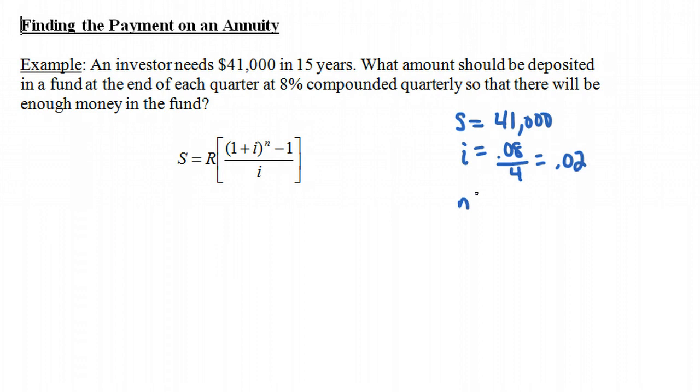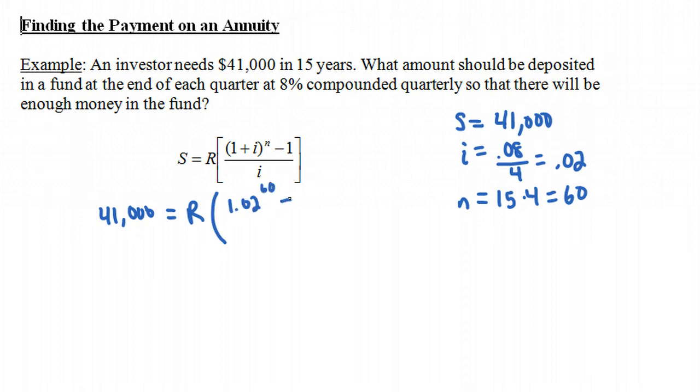And the N is not 15, right? It's actually going to be 15 times 4. So there would be 60 payments, 60 compounding periods. So let's plug things in. We have 41,000 is equal to R, now R is unknown, times the quantity 1.02 raised to the 60th power minus 1 divided by 0.02.